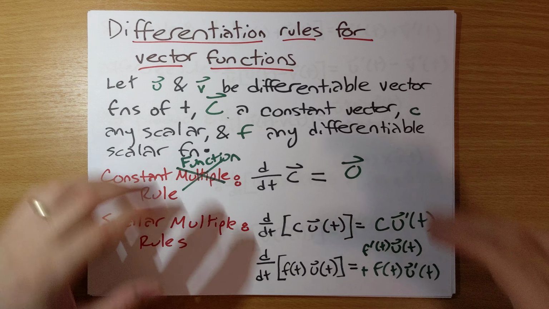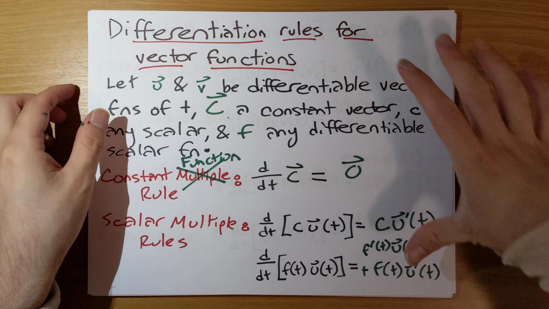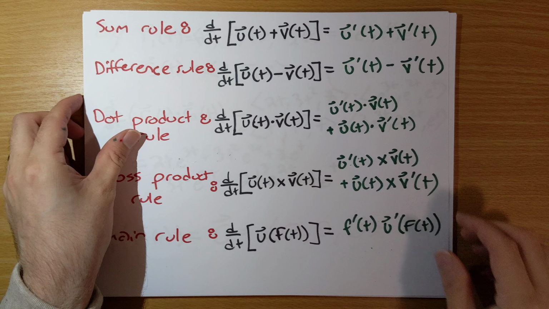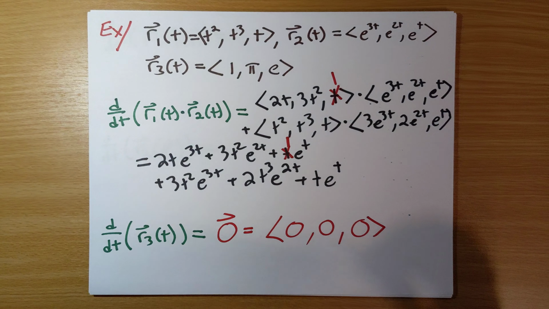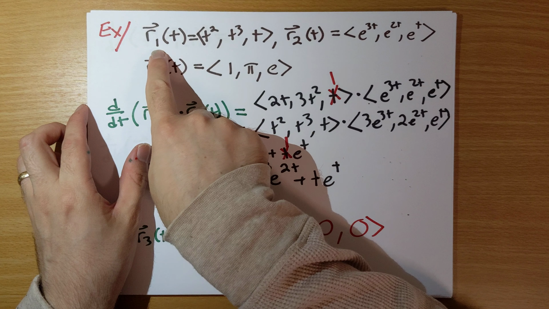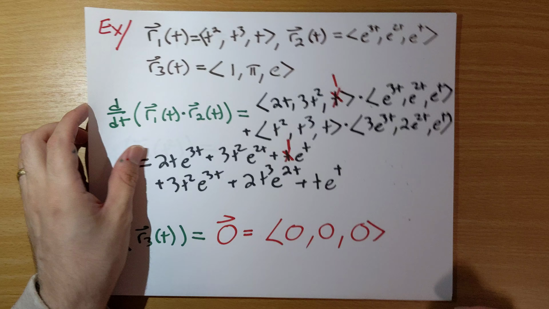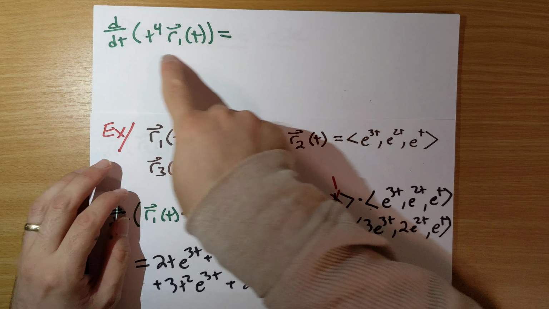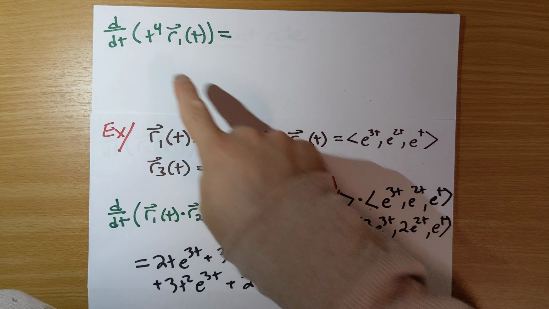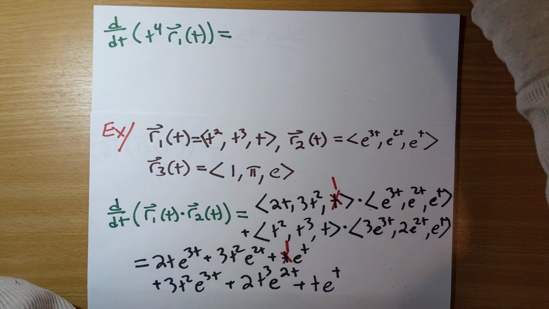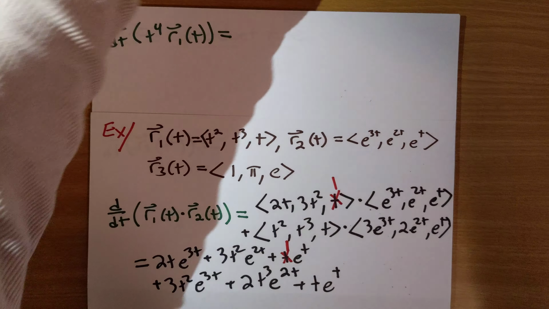The point of the last video was to go through these differentiation rules on this sheet and this sheet. We ended last video with a couple of examples here. I want to do 2 more examples, again using R1, R2, and R3 of t as given here. So the next one is going to be the derivative with respect to t of t to the 4th times R1 of t. So which one does this fall into?